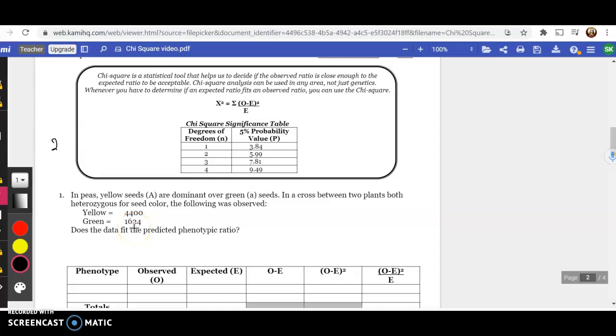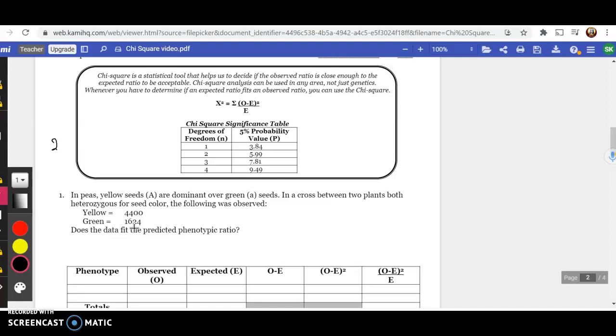Hi guys, I'm going to go over the worksheet which is in Google Classroom about the chi-square. So let's start with what is a chi-square. Chi-square is a statistical test used to see if observed values for a set of data are similar to or significantly different from expected values.